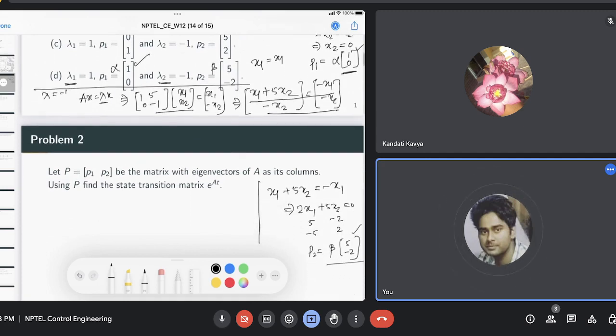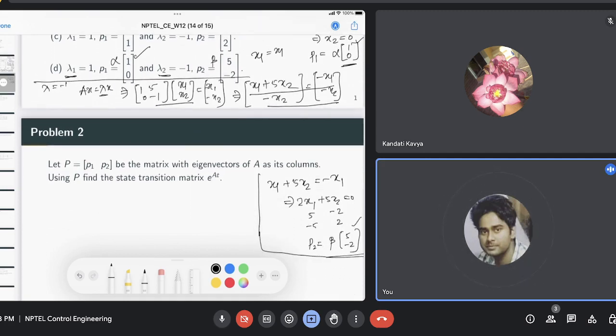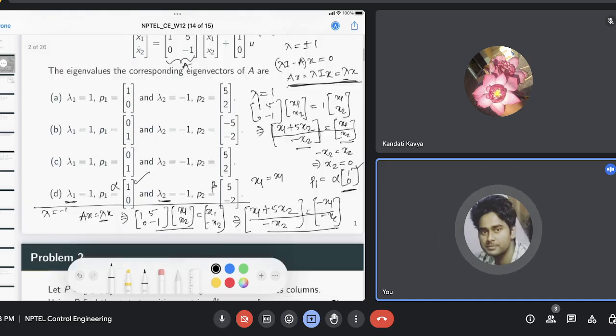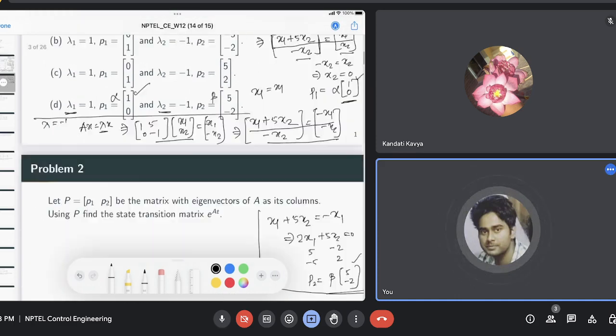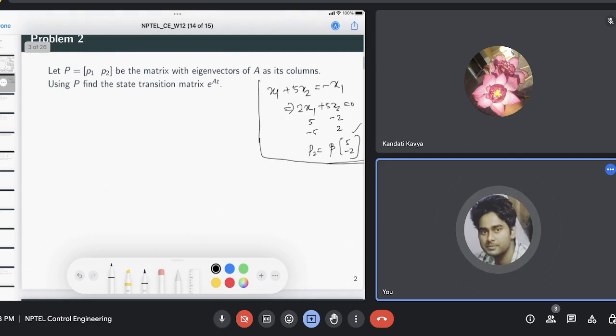Okay, so just a simple question. Anyway, we move to the next question then. This is just a simple question, you just find the eigenvalues and then the eigenvectors. This just follows directly from the definition, you just have to solve them. Using that eigenvector, we already have seen how to compute the state transition matrix in the previous live session, so we'll just repeat that.